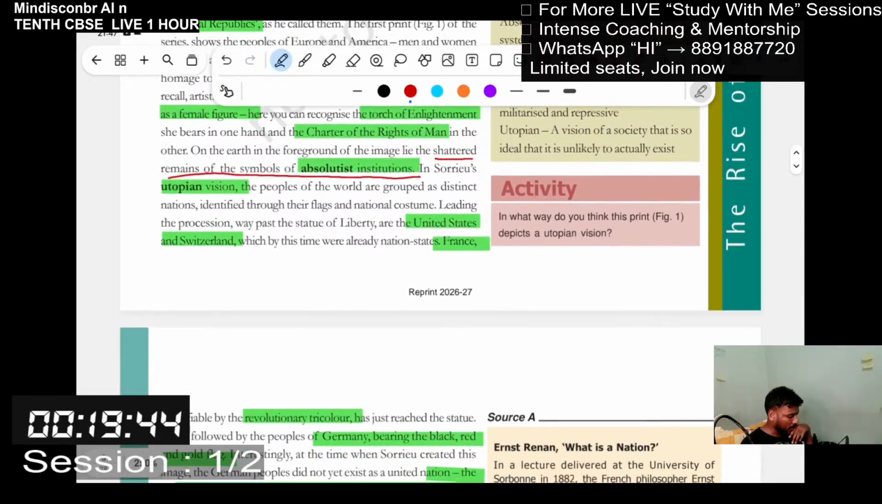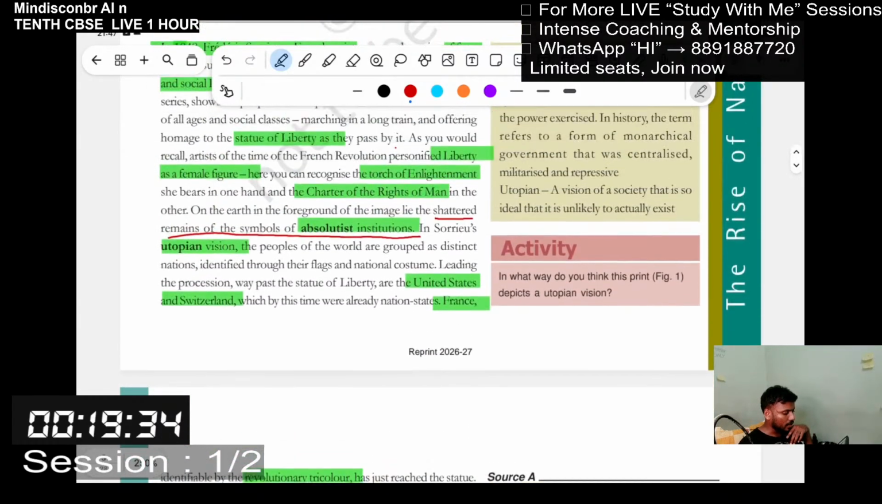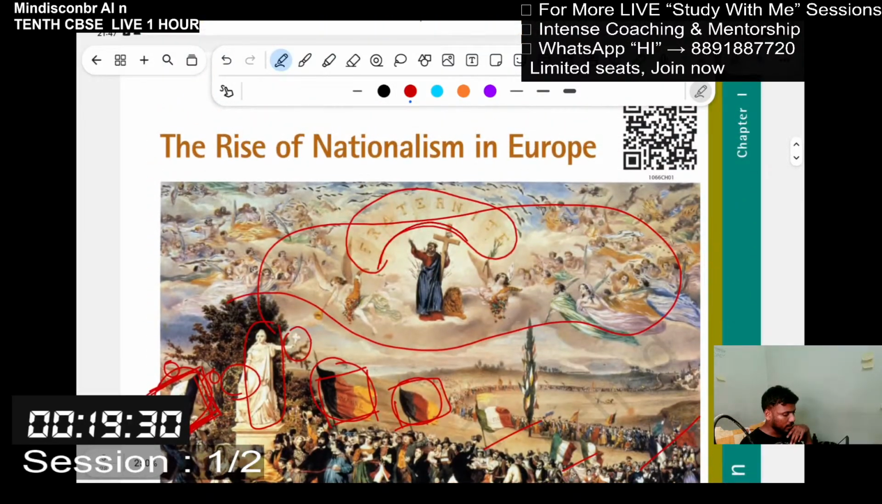Here Christ, saints, and angels gaze upon the scene. They have been used by the artist to symbolize fraternity. That's why here it is written fraternity. This is Jesus Christ. This is angels, and some saints are there.